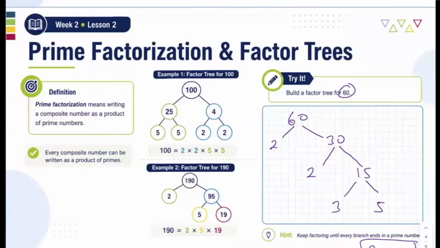Or you can do another method. When you have good number sense, you can do it directly. 60 is what? 4 times 15, right? Therefore, 2 squared times 3 times 5. That's why we would like you to have good number sense. Good number sense means you do some mental math and you can easily do those prime factorizations. That means avoid hard work, be smart.